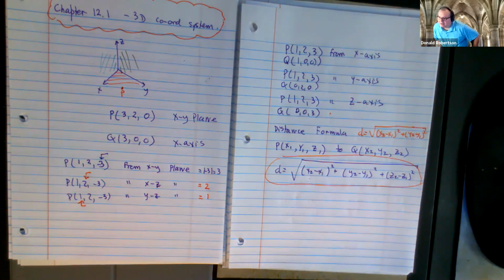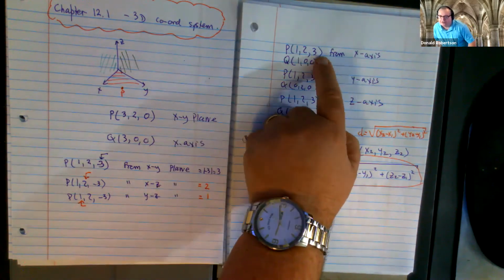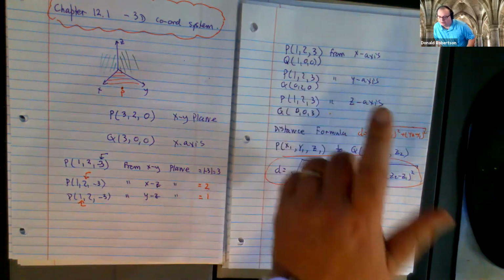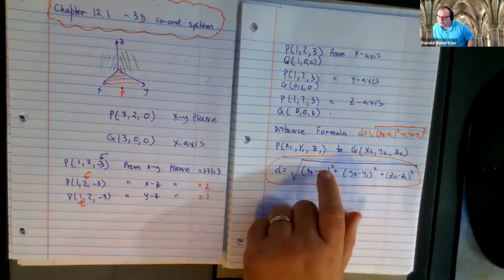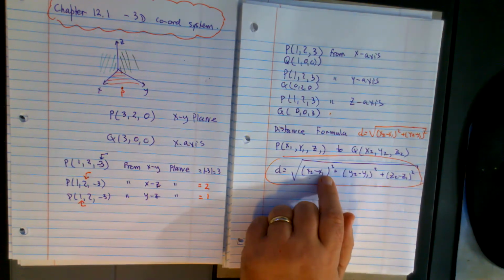Are you with me? Now, I won't do all 3. Which one do you want me to do? The shortest distance to the x, the y, or the z? Just so we can use this formula once. Don't want to do it 3 times. Any preference? It looks like x would be the easiest because it's all zeros and ones.